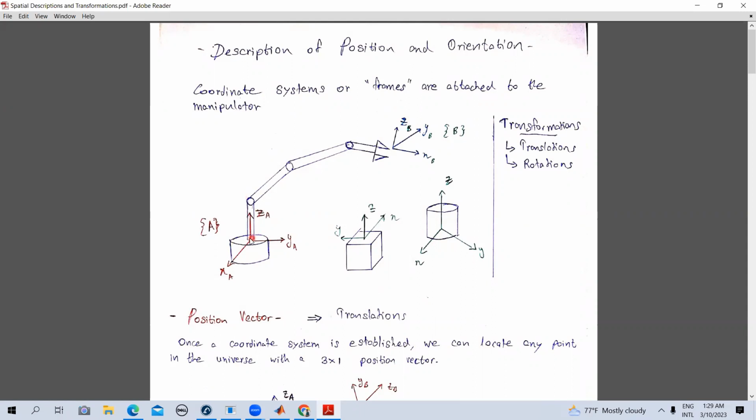With respect to this frame, you can identify the translation of this. If you want to identify the translation, we're talking about translations here, right? If you want to understand the translation of this particular box with respect to this base, you just draw a position vector from the origin of this frame to this frame, right?